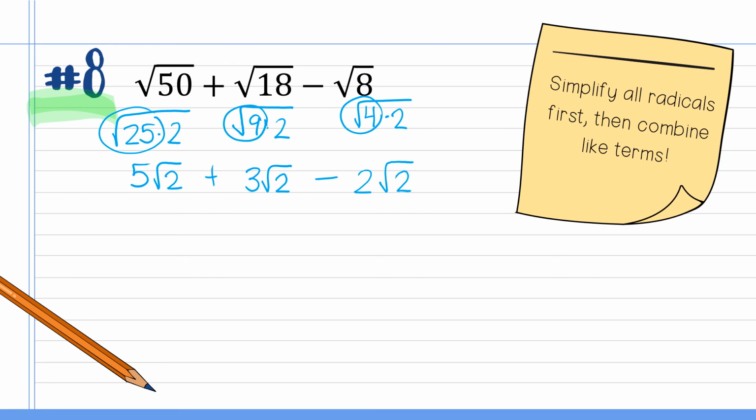So I've rewritten, just by simplifying, this problem to say 5 radical 2 plus 3 radical 2 minus 2 radical 2. And in this case, that radical 2 is like the quantity. So now I can go ahead and add and subtract left to right, combining like terms. So if I have 5 radical 2 plus 3 radical 2, remember now I'm just dealing with those coefficients. 5 plus 3 is just 8 radical 2, and then I still have minus 2 radical 2. And then finally, left to right, 8 radical 2 minus 2 radical 2, subtracting 8 minus 2 just gives us 6, and we still have that radical 2.